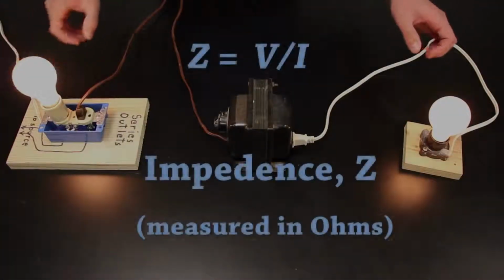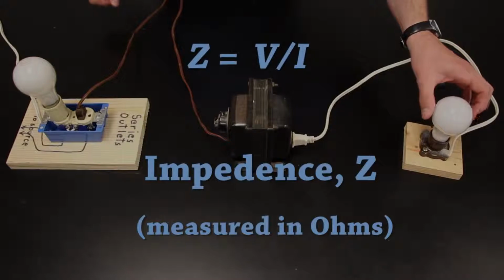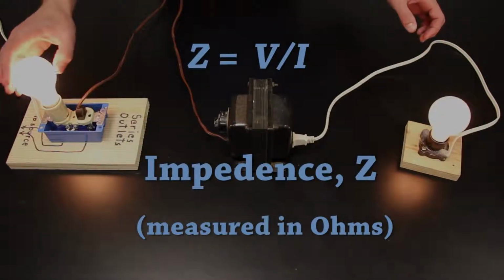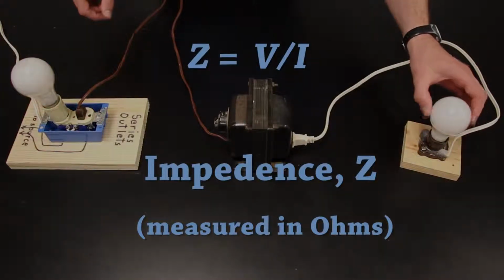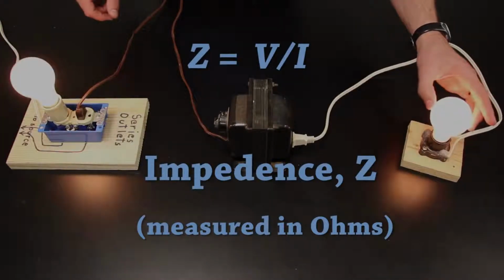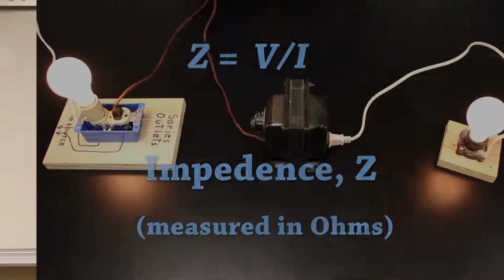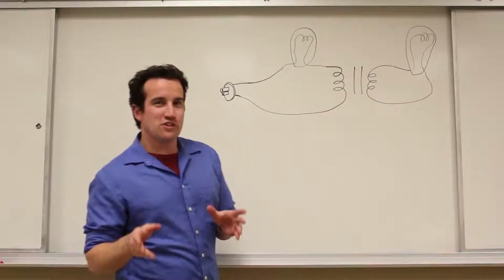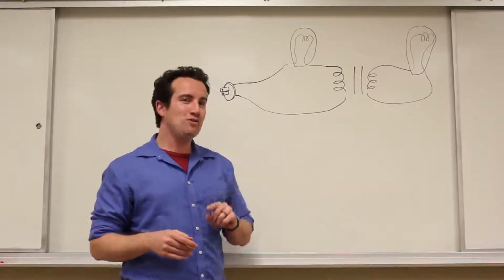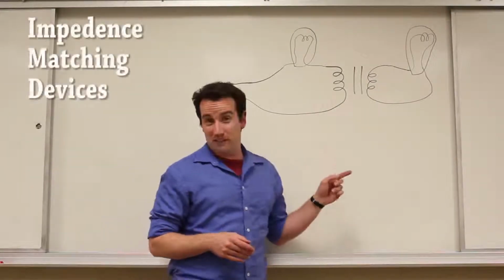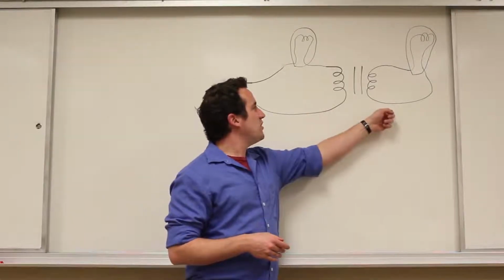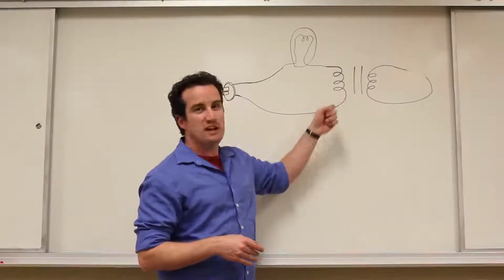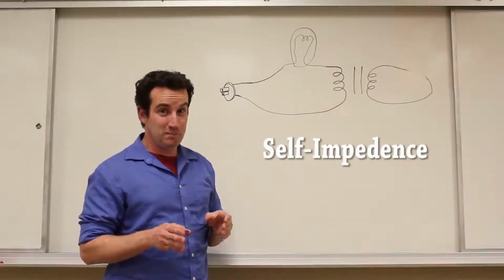Impedance, Z, measured in ohms, is the ratio of the voltage drop across a device to the current that passes through it. This is very much like resistance, but it's a more general term that refers to all the elements of the circuit: inductor coils, capacitors, and resistors. We usually discuss transformers for stepping up and down voltages, but they should also be thought of as impedance matching devices. When the secondary circuit is open, there is no current to flow to oppose the changes in the primary circuit, and it experiences self-impedance.